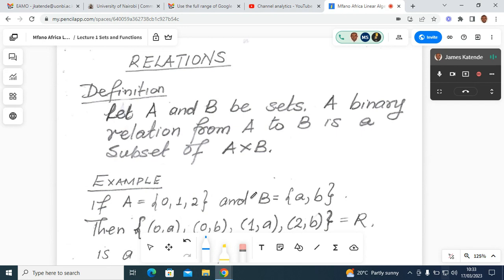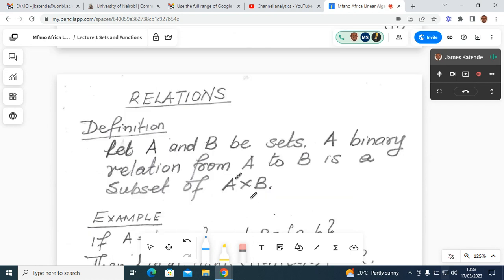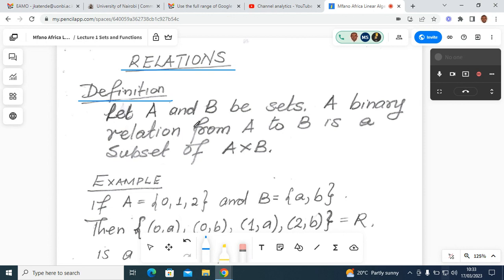So are there any questions on that section, or can we now move to the next part? The relations. There are no questions. If you have questions, please type them in the chat so that we can respond. So now we move to the next topic.